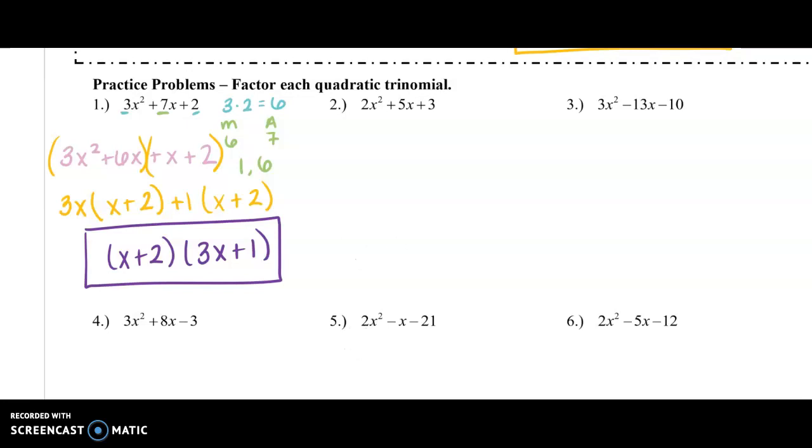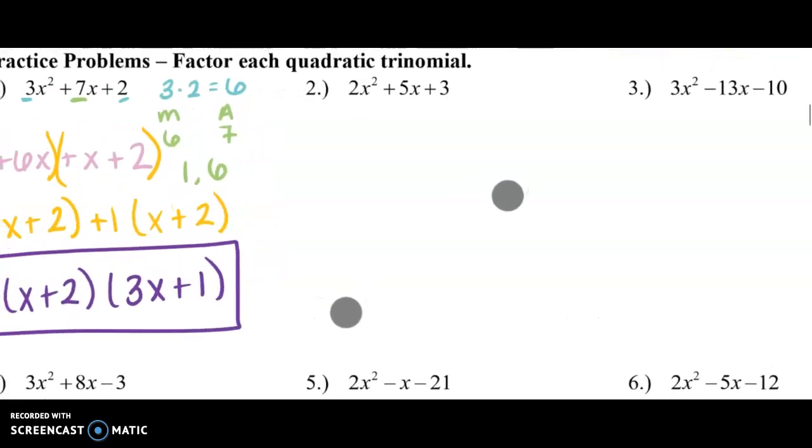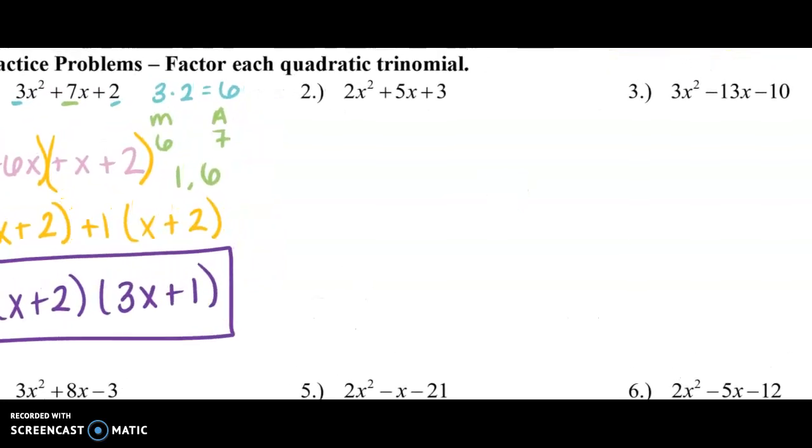Okay, so let's look at number 2. First, need to multiply a and c. So 2 times 3 gives me 6. So what multiplies to 6 that adds to 5? So my factors of 6 are 1 and 6, 2 and 3. Okay, 1 and 6 are not going to add to 5. 2 and 3 will, though, however.